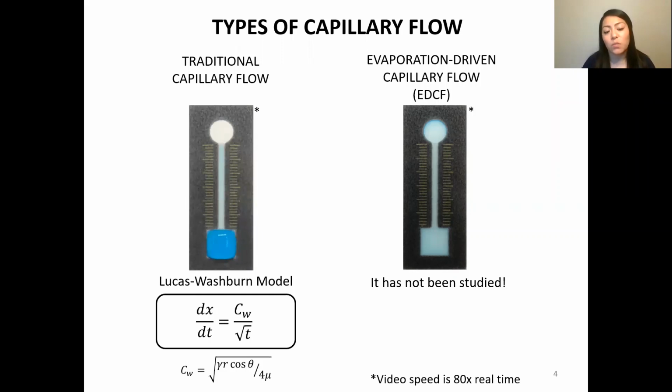We have the Lucas-Washburn model that helps us describe the rate of the capillary flow in paper. And this model is specific to the paper and solution that we used. This model also tells us that the rate of the capillary flow is inversely proportional to the square root of time, which means that the solution will get slower and slower over time until it stops.